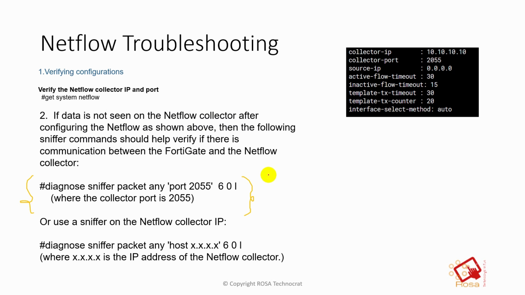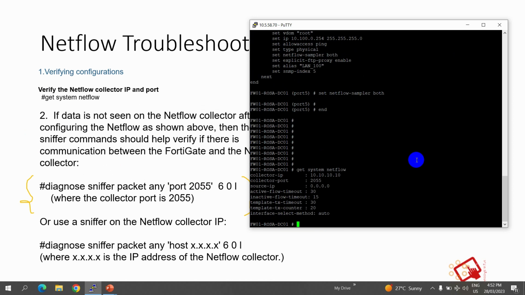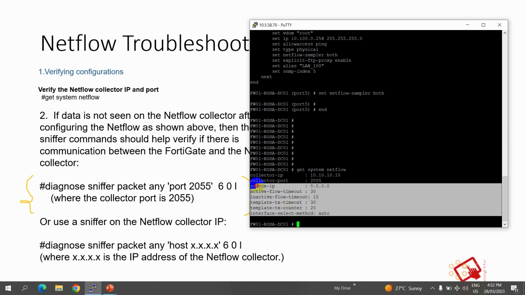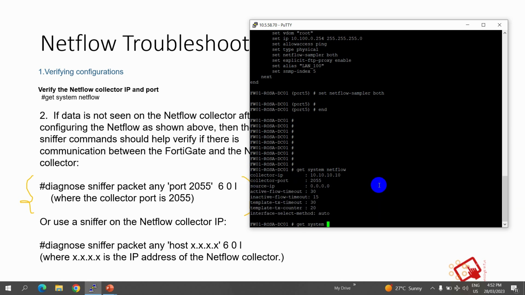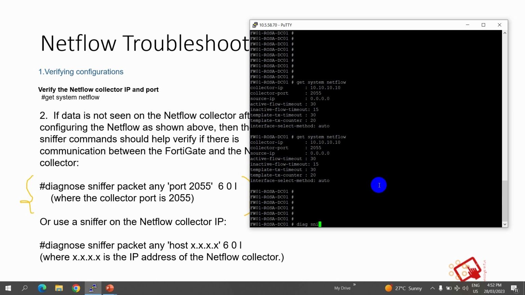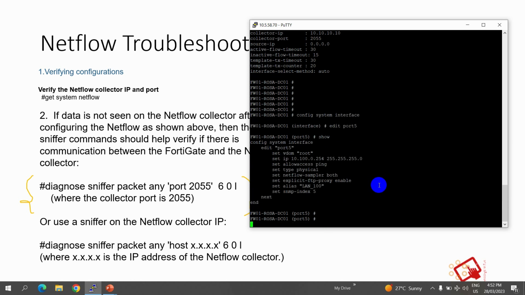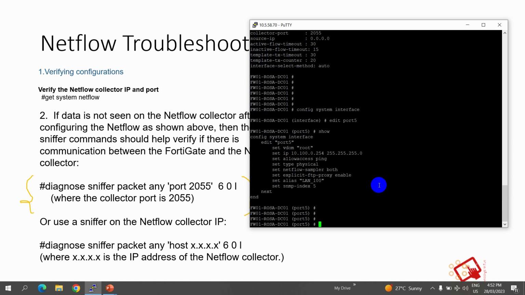Then let's get to the troubleshooting. You can simply do get system netflow. This gives you all the parameters that are configured, the default ones or the manual ones, however it is configured. You can see this. Then you can also verify the configuration of the interface: config system interface, edit port5, and do show. With this you can verify that set netflow-sampler should be configured.